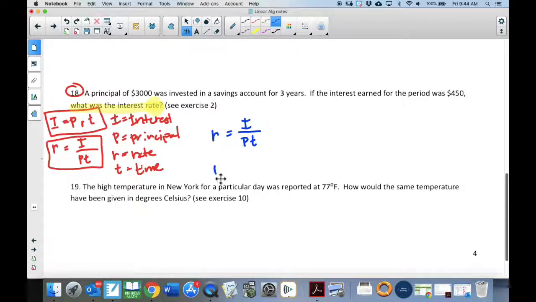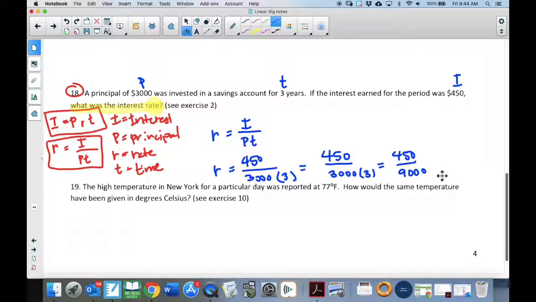Okay, so I'm going to plug in the I is the interest, and it says the interest earned for the period was $450, so that's going to be my I. The principal was $3,000, so that's my P. And the time is 3 years, so I'm going to plug that in there. So now, instead of having to rearrange my formula as I go, it's already been rearranged, and now I can just solve it. Okay, so now we're going to get out our calculator and take 450 divided by 9,000. And when I divide that out, I get 0.05.